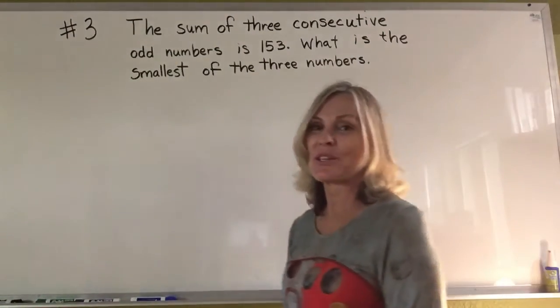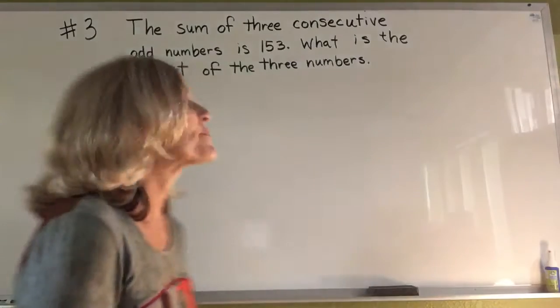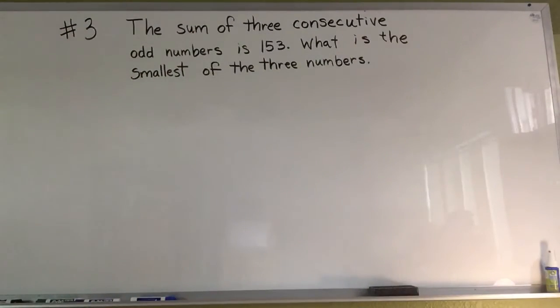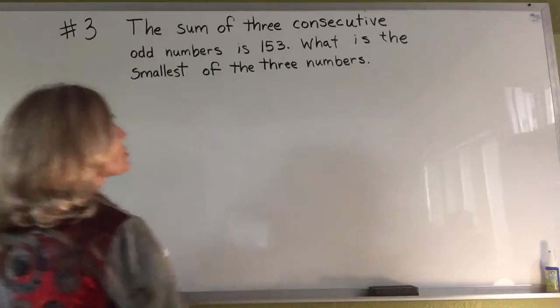Everyone, back with question number 3. So let's take a look at what we have. The sum of 3 consecutive odd numbers is 153. What is the smallest of the 3 numbers? And I will add my question mark here.